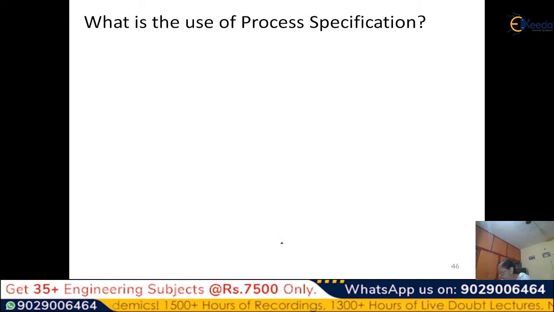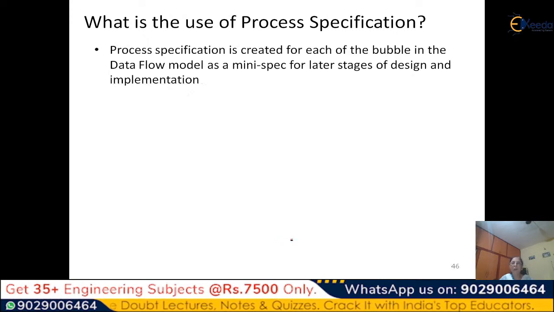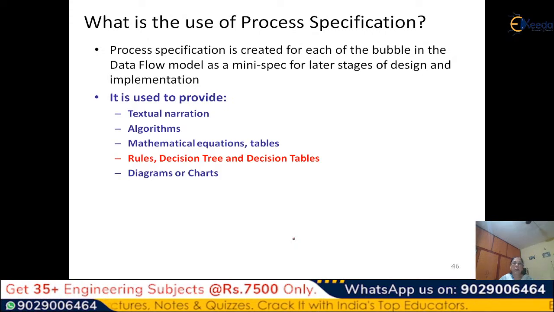So we have explained some of the questions in the data flow and the data dictionary. Next, we come to the process specification. What is process specification? When we write the process, every bubble, every process we created, has to be defined. We have to write that like a mini specification, so that we can design it.